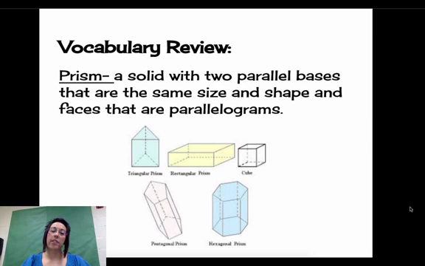Our next solid is a prism. A prism is a solid with two parallel bases that are the same size and shape, and the faces that are parallelograms. So you can see we've got a triangular prism, a rectangular prism. A cube would technically be a prism. We have a pentagonal prism where it has 5 edges, and a hexagonal prism that would have 6 edges.